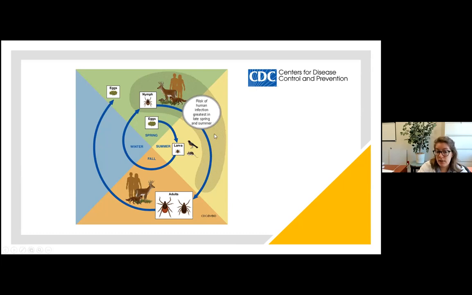At each development phase, the ticks need to have what's called a blood meal, which sounds a little gross, but they do need to feed on blood to progress, from larva to nymph, from nymph to adult, and then to perpetuate the life cycle by laying eggs. And the life cycle of ticks is about 2 years.